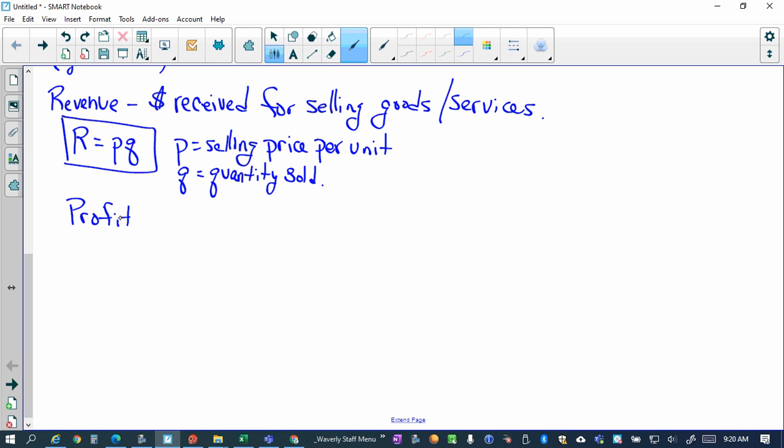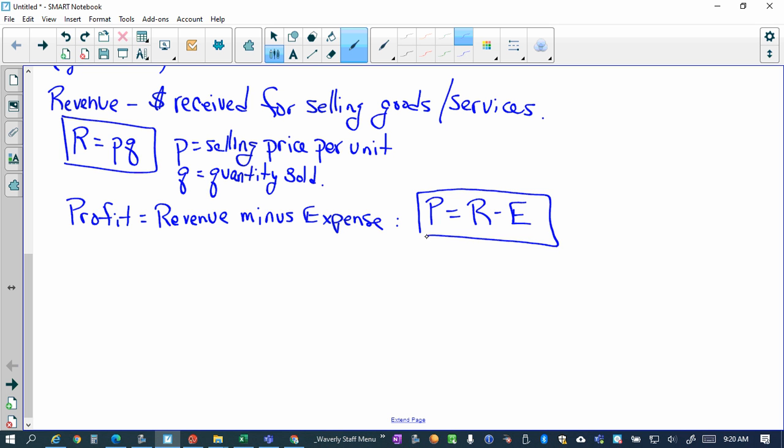Okay, expenses, right? Isn't it just revenue minus expenses? We have equations for both of them, don't we? So profit equals revenue minus expense. All right, so look, we got this then. Profit equals R minus E.